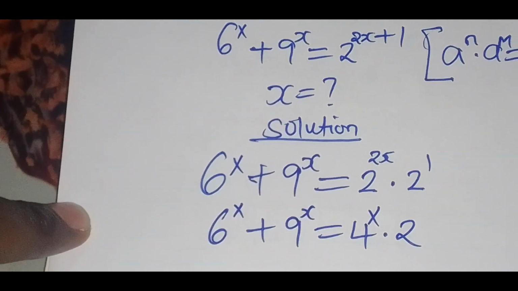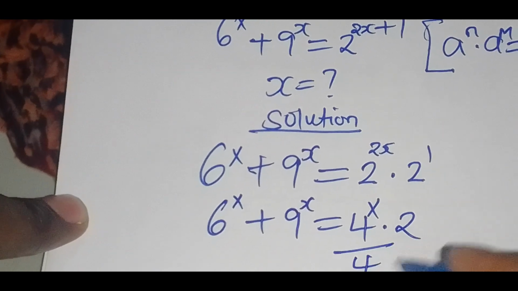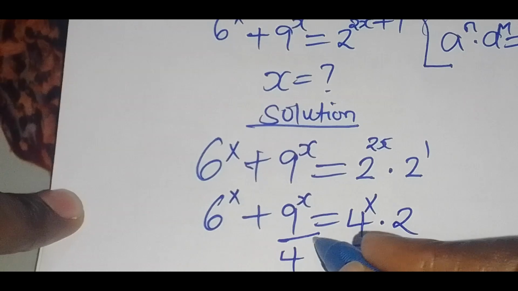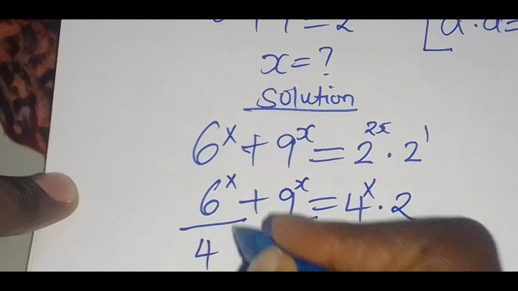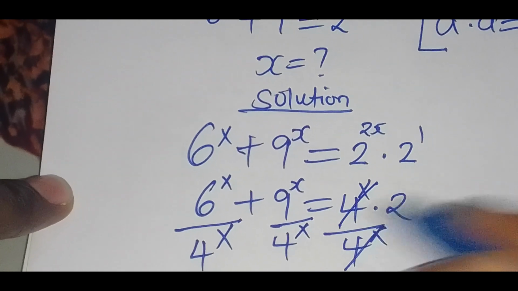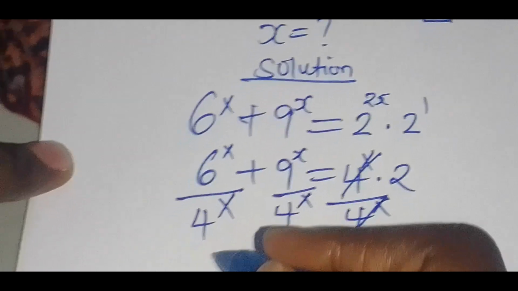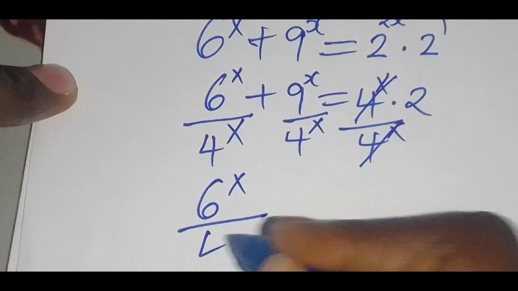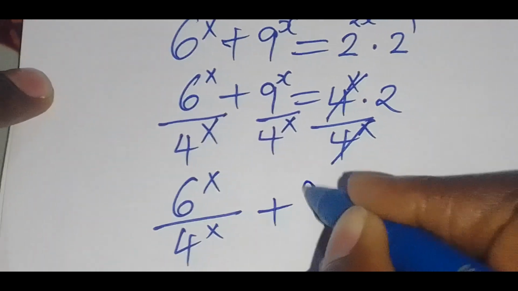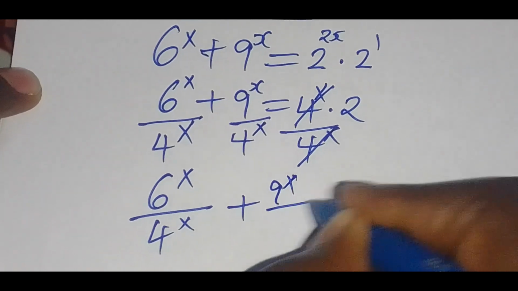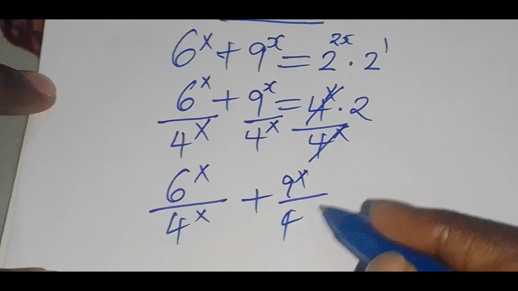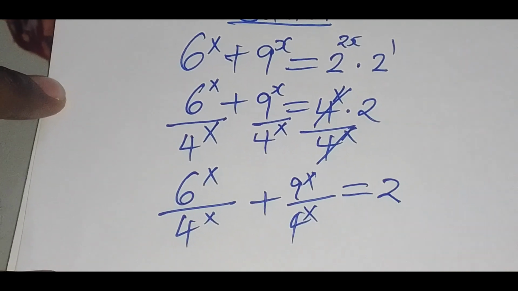Alright, so we divide both sides by 4 raised to the power x. So the 4 raised to the power x on the right simplifies, so that we'll have 6 raised to the power x over 4 raised to the power x plus 9 raised to the power x divided by 4 raised to the power x. This is equal to 2.